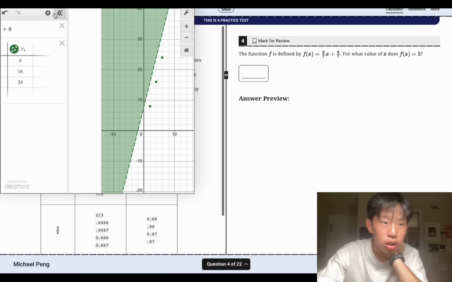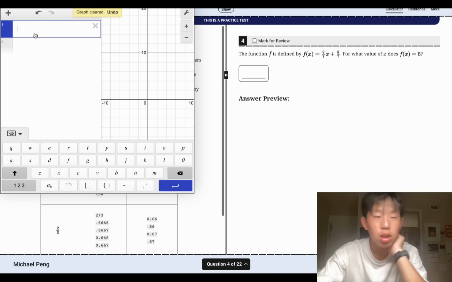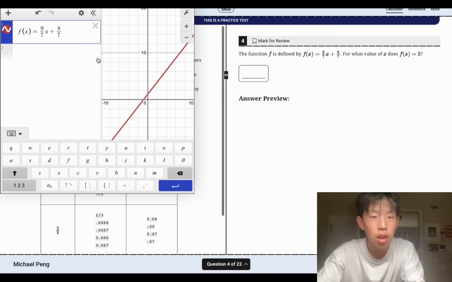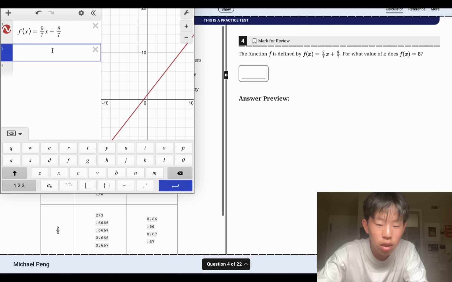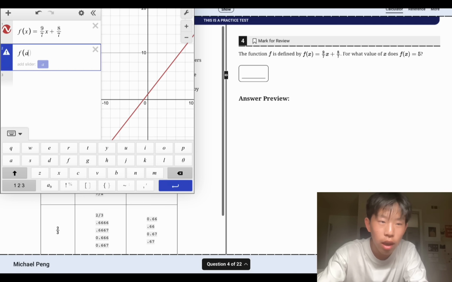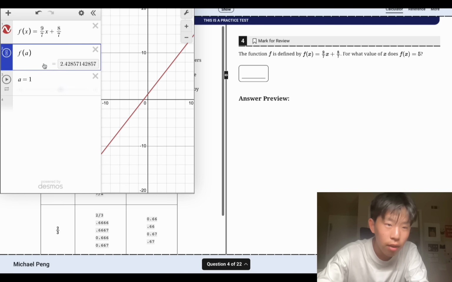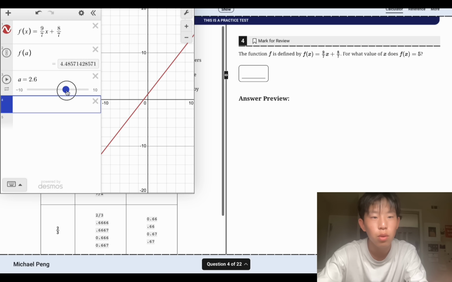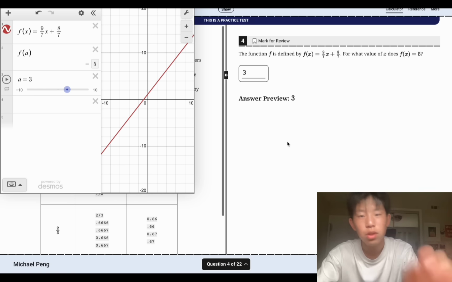So for the next question, it's giving us an equation. So I'm just going to type out the equation: 9 over 7x plus 8 over 7. And it's saying, when does it equal 5? So let's say f of a, and then we're going to have a slider a. So when does this number equal 5? It's going to equal 5 when a is equal to 3. So that's the answer. It's 3.